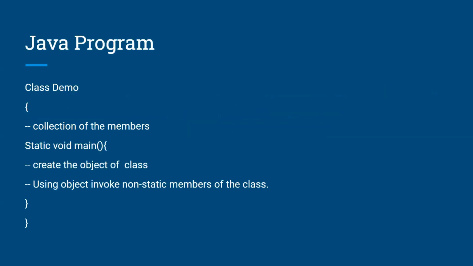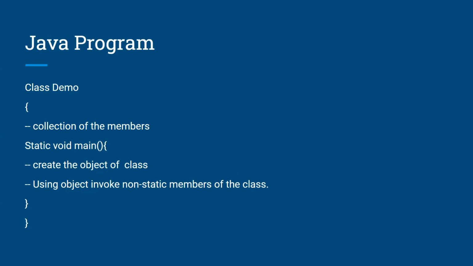Here you can see the Java program, and as you know very well, Apex is also similar to Java. We have to define a class, here called class demo, and a class is a collection of members, and static void main is the main entry point. Create the object of the class, and you can invoke the non-static members of the class, because static members we can directly access with the help of the class name, you know very well, right?